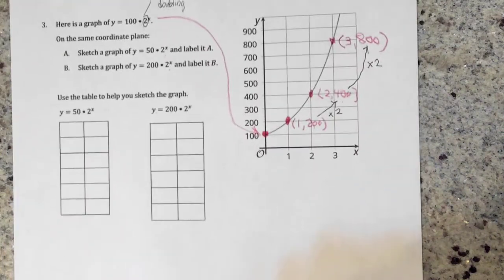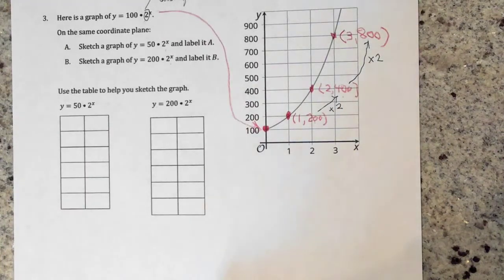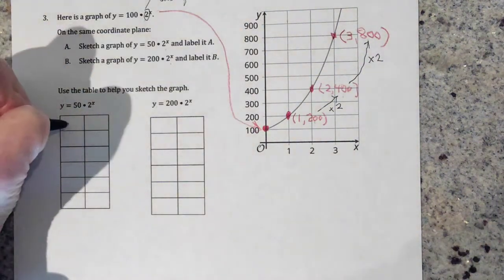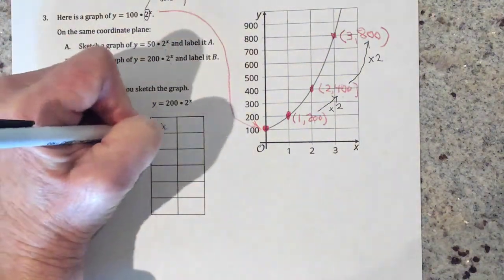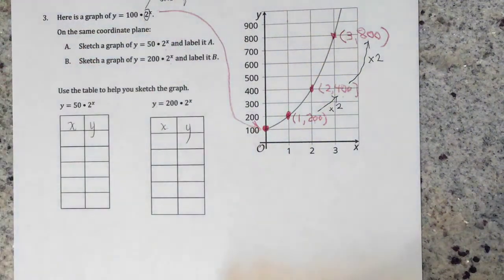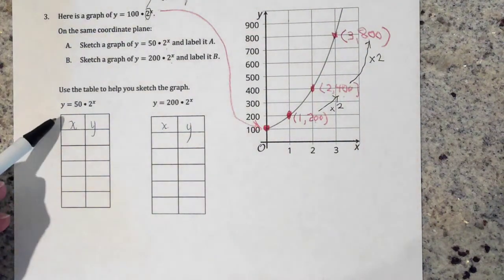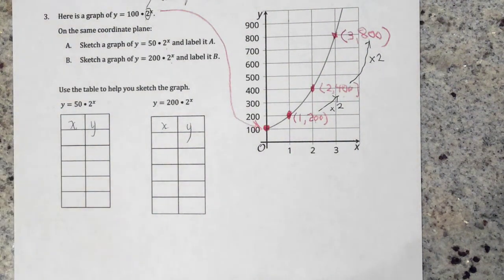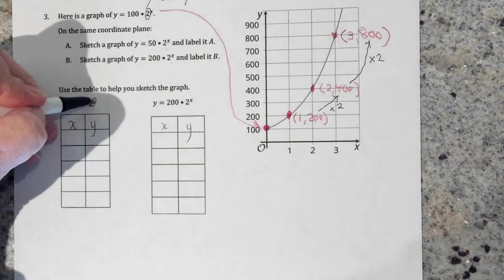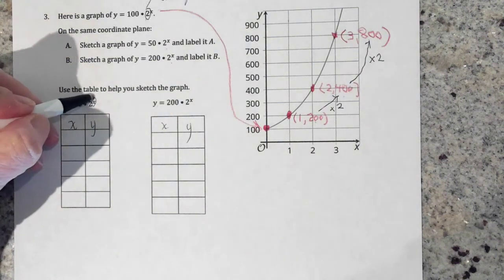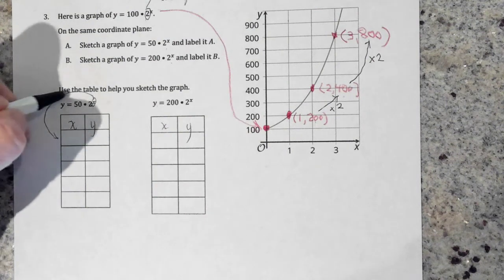So what I'm going to do is create a table, just again to review. If you understand this, you could easily skip, but I think it's important. So I'm going to label my two tables of x and y. I'm also going to start with the first one, y is equal to 50 times 2 to the x. So I'm going to note that if I use an exponent, there's the x right there. I'm going to put values in for x.